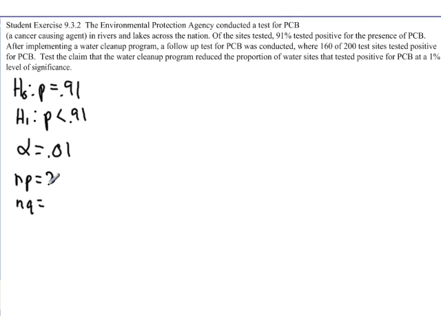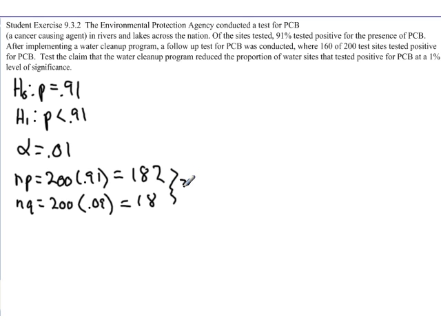So n was 200 multiplied by p, 0.91, gives us 182, and 200 times the complement of 0.91, 0.09, is 18. Since both of these are bigger than or equal to 5, p hat is approximately normal.